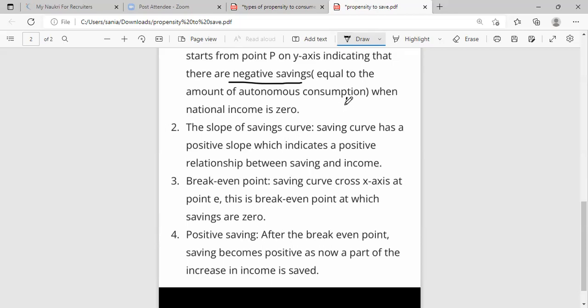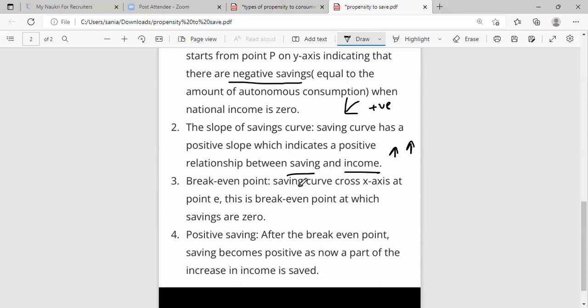Next, the slope of saving curve has a positive slope, which indicates a positive relationship between saving and income. So you know your saving curve goes like this. I'll just share the picture as well. It goes like this. So that means this is a positive slope and there is a positive relationship between your income and your savings. As your income increases, your saving also increases, right?